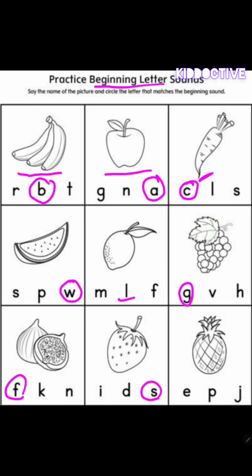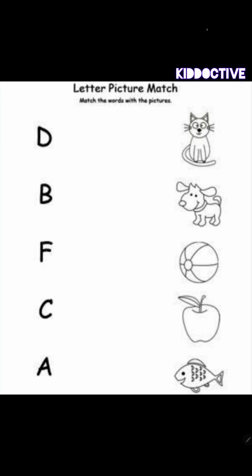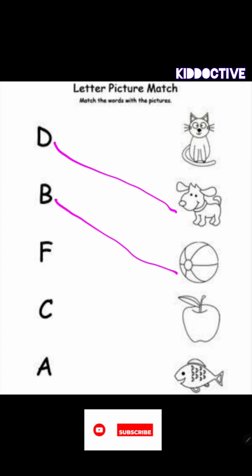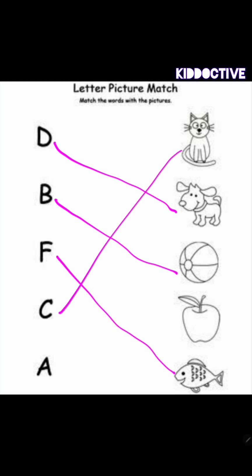S for strawberry. P for pineapple. Now coming to letter picture match. On the left hand side there are letters and on the right hand side there are pictures. Now we are going to match. D for dog. B for ball. F for fish. C for cat. A for apple.